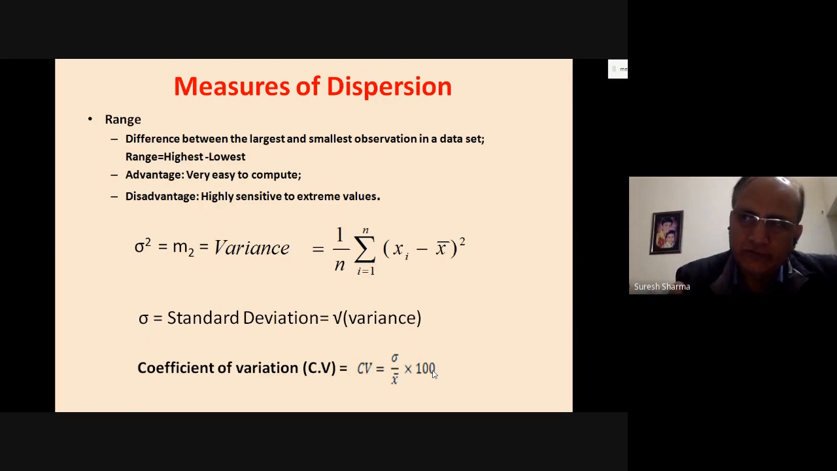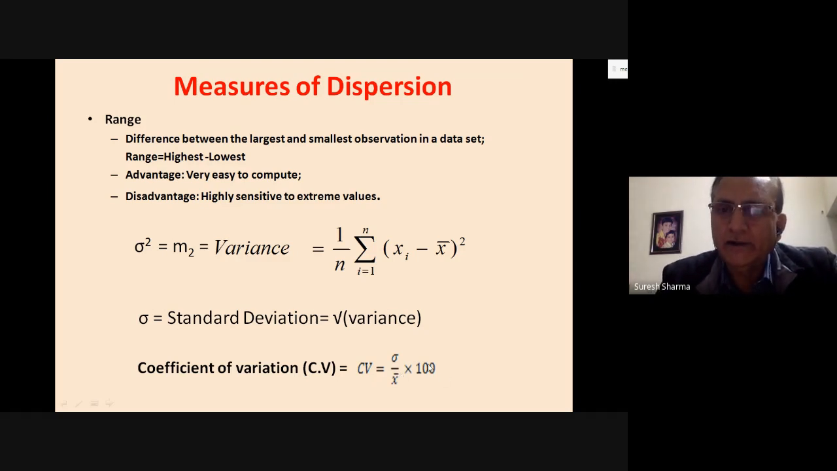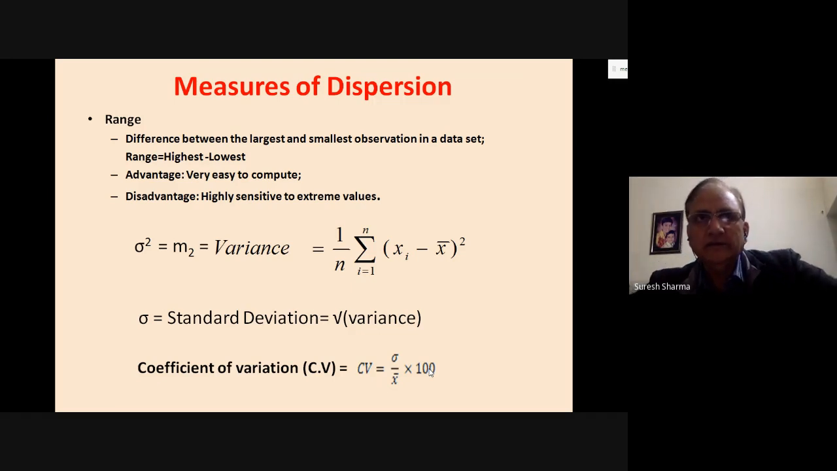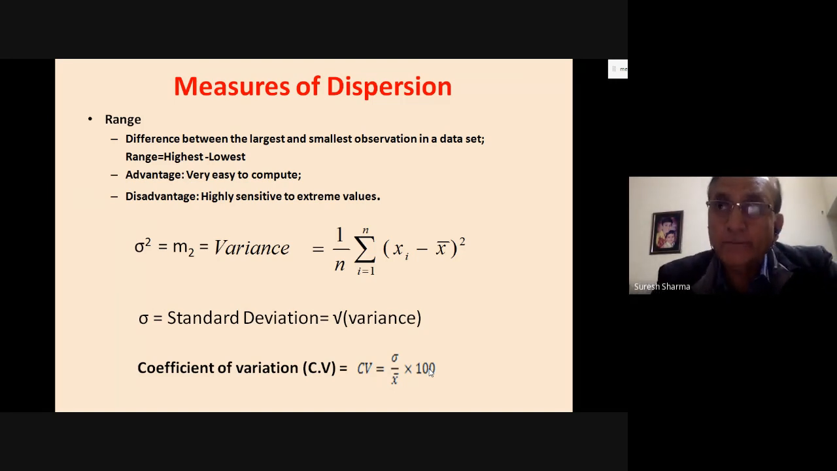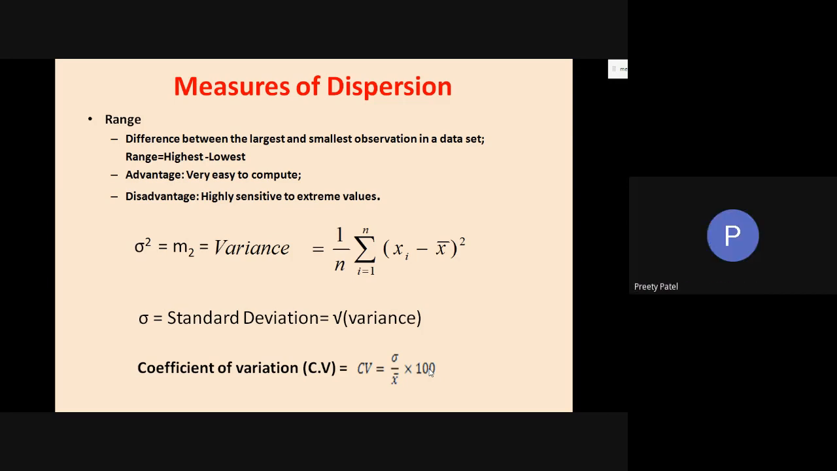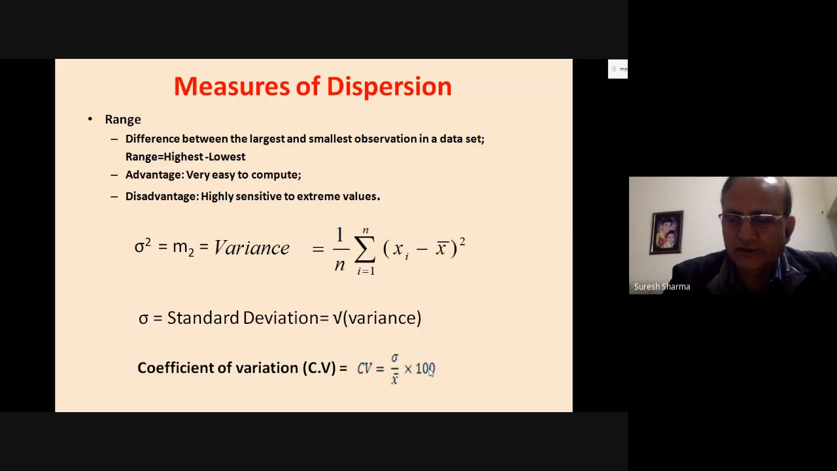Same thing I can do for weight. I compute the standard deviation of weight, divide by the mean of weight, the units get cancelled, and multiply by 100. Suppose this comes out to be 37%. So the variation in terms of percentage in height is 17%, but in weight is 37%. You can compare because it is free from units. So I can say weight has more variation as compared to height. Yes or no? That's why we compute the coefficient of variation.